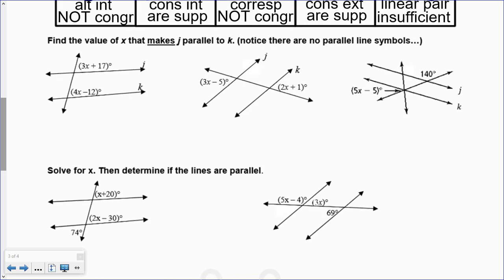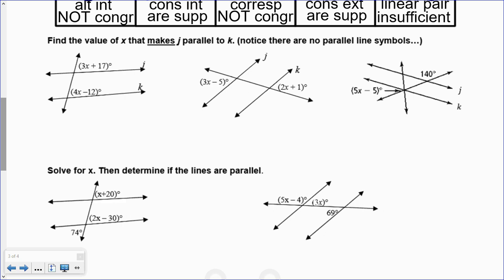Notice the directions say find the value of x that makes J and K parallel. What do you notice about these pictures? Do you guys see any parallel line symbols? No. In last class on day 2, all of our pictures had the parallel line symbol. These don't. Okay? We don't know that they're parallel, we're trying to force them to be parallel. So the question says, what does x need to be to make the lines parallel?